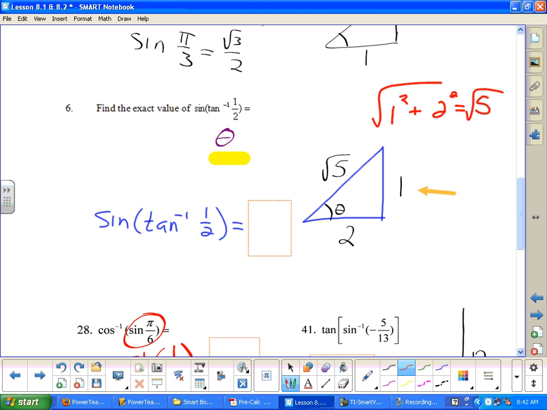So they want us to find the sine of the inverse tangent of 1/2. I draw the triangle that shows 1/2 for tangent, and then sine is equal to opposite over hypotenuse, so that would be equal to 1 over the square root of 5 or square root of 5 over 5.